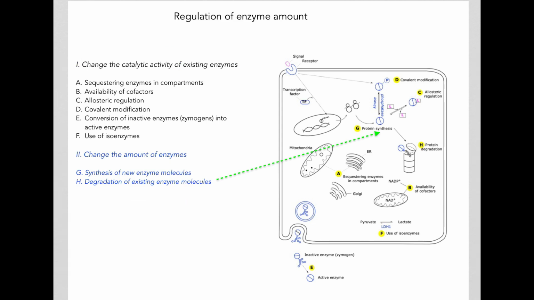So we can regulate the amount or the concentration of enzymes within the cell either by regulating the synthesis of new enzymes, or we can regulate how fast the existing enzymes are being degraded by the cell. So we could regulate synthesis, or we could regulate degradation of enzymes, which are proteins. So first, let's look at how we regulate synthesis of new enzymes.